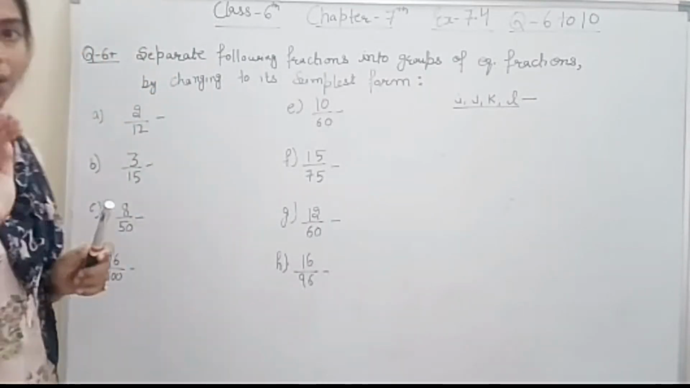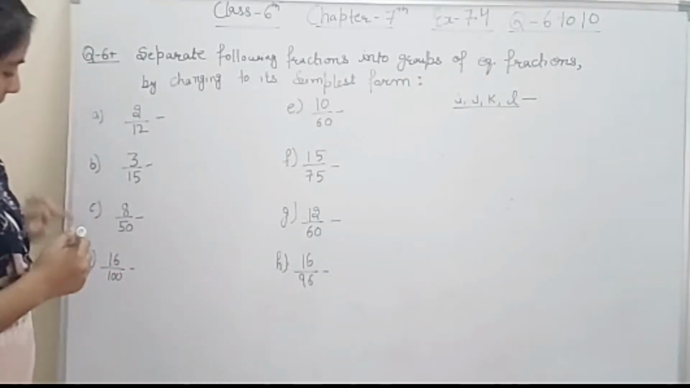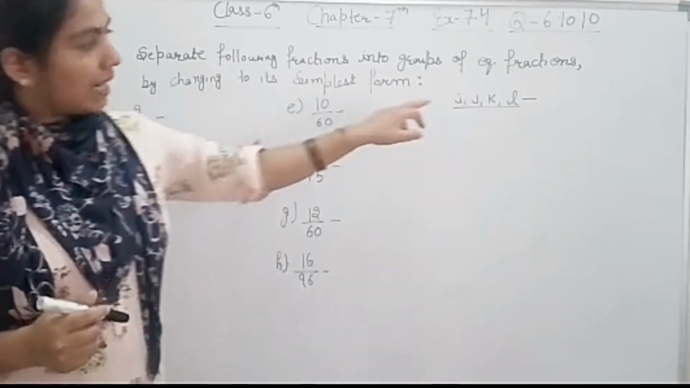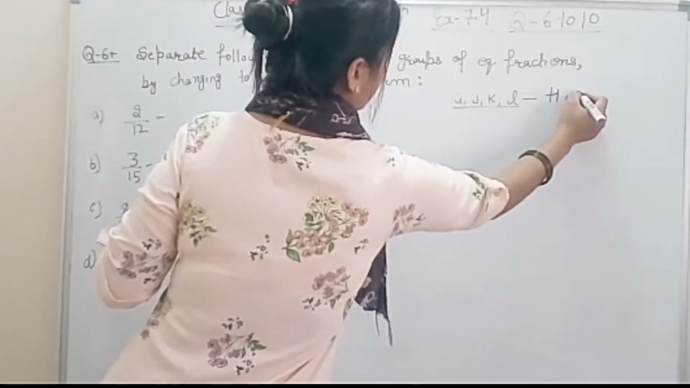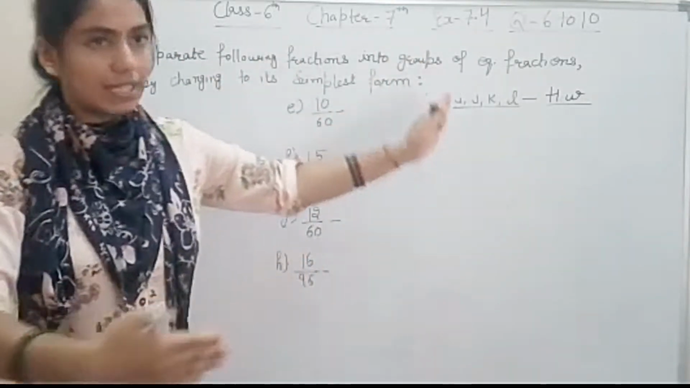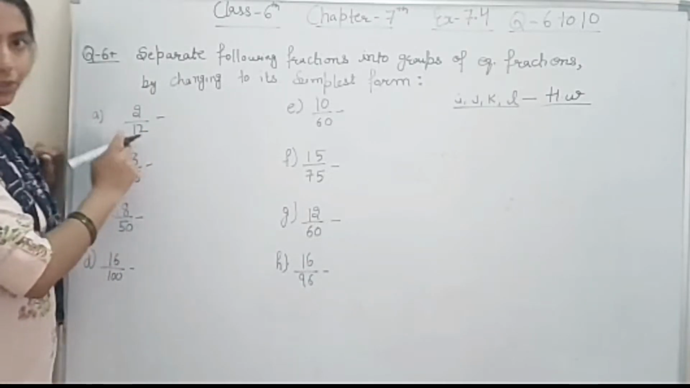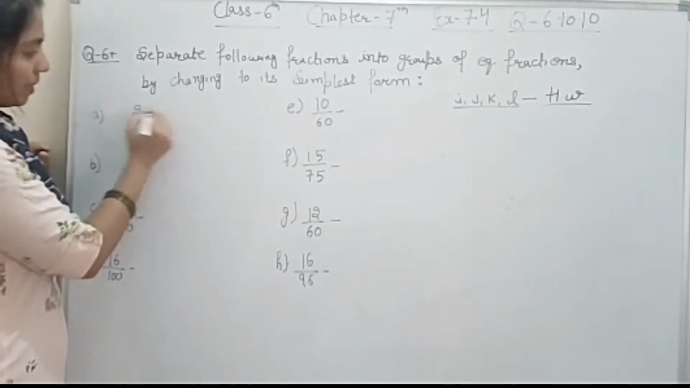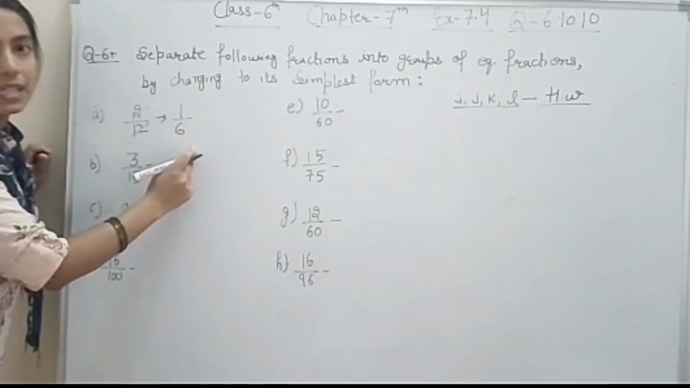Very simple. You know how to convert into simplest form, right? See, A, B, C, D, E, F, G, H. These 8 parts I am doing, and I, J, K, L you will do by your own as homework. Fine. You just do it in a continuing manner first. So how to do? See, 2 upon 12. This goes into simplest form. 2 ones are 2 and 2 sixes are 12. Yes, it means 1 upon 6.